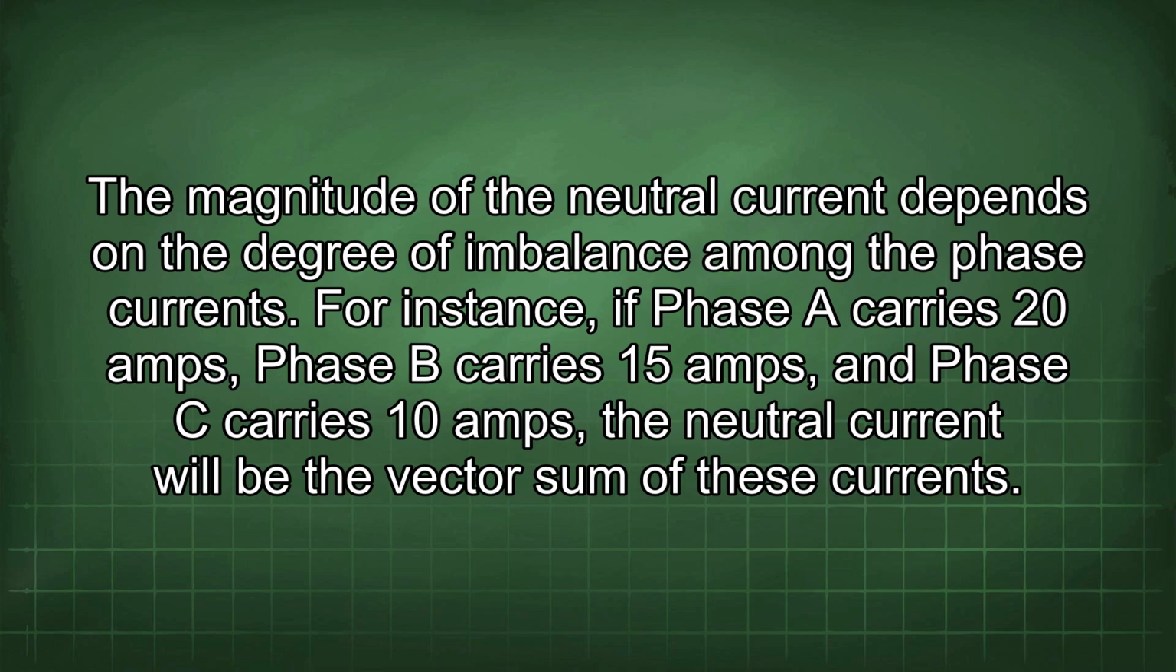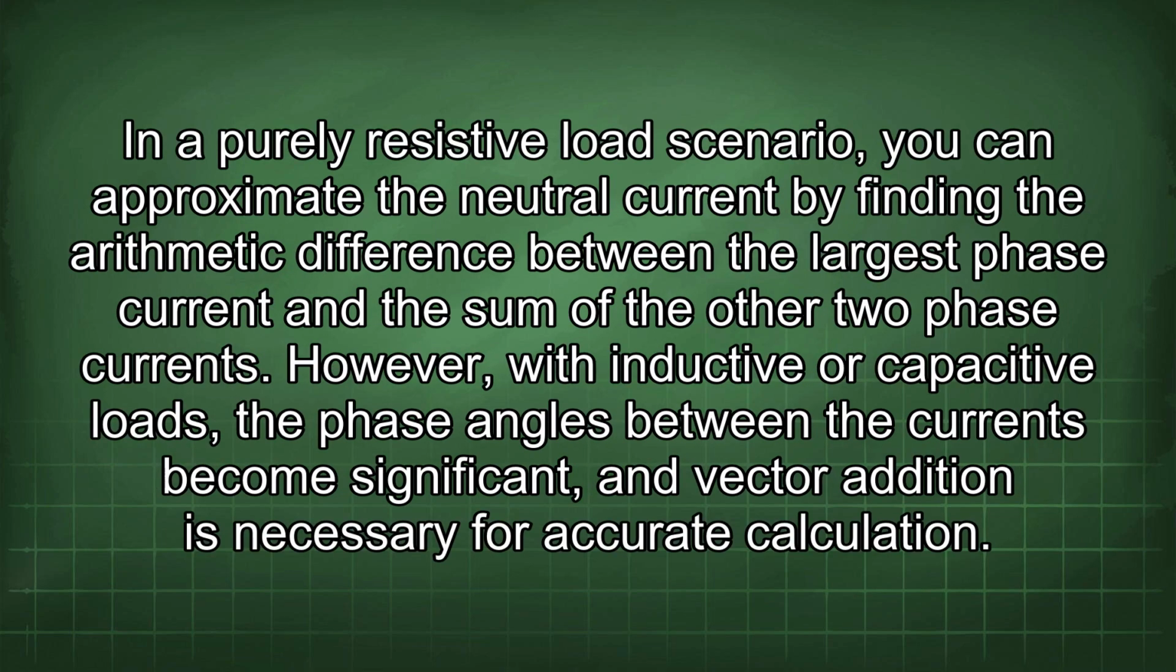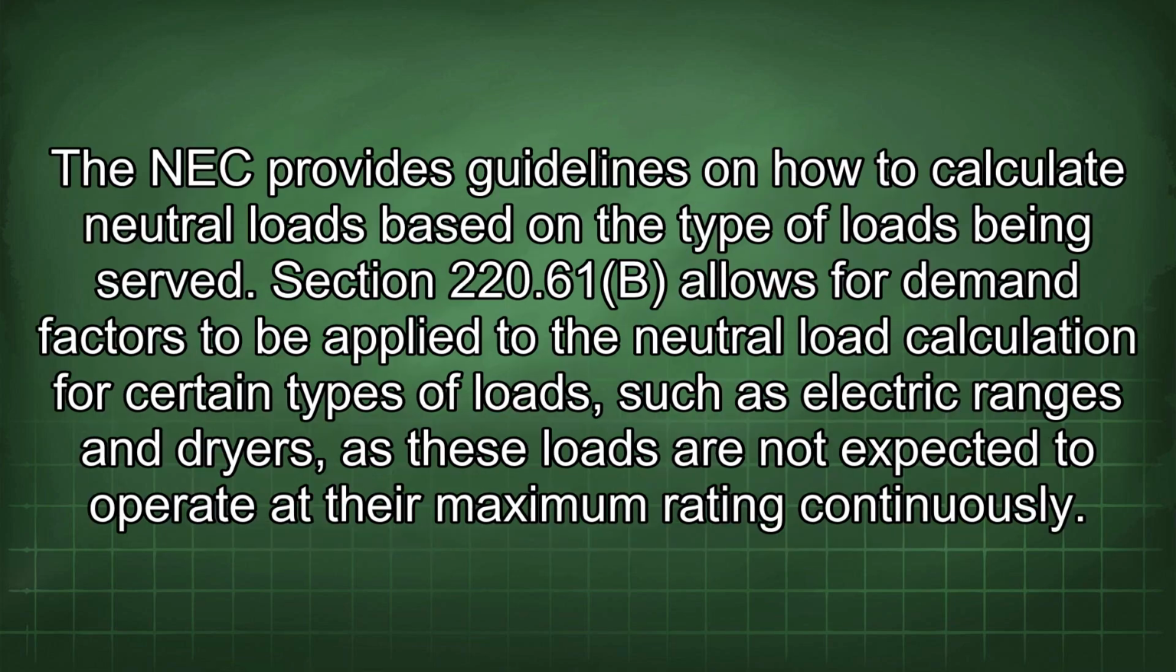For instance, if phase A carries 20 amps, phase B carries 15 amps, and phase C carries 10 amps, the neutral current will be the vector sum of these currents. In a purely resistive load scenario, you can approximate the neutral current by finding the arithmetic difference between the largest phase current and the sum of the other two phase currents. However, with inductive or capacitive loads, the phase angles between the currents become significant, and vector addition is necessary for accurate calculation. The NEC provides guidelines on how to calculate neutral loads based on the type of loads being served.